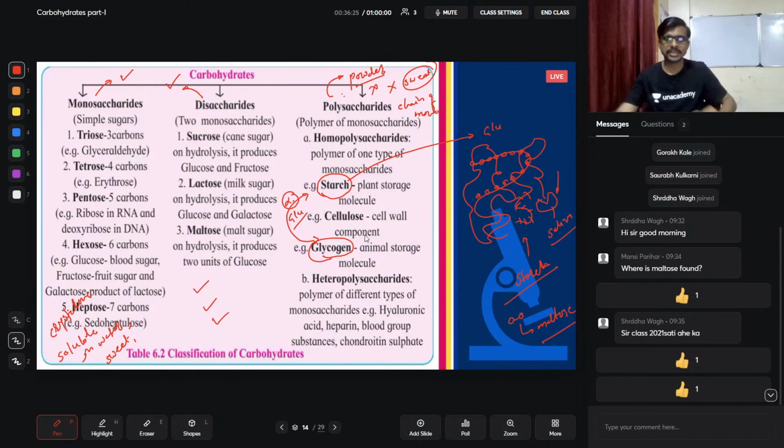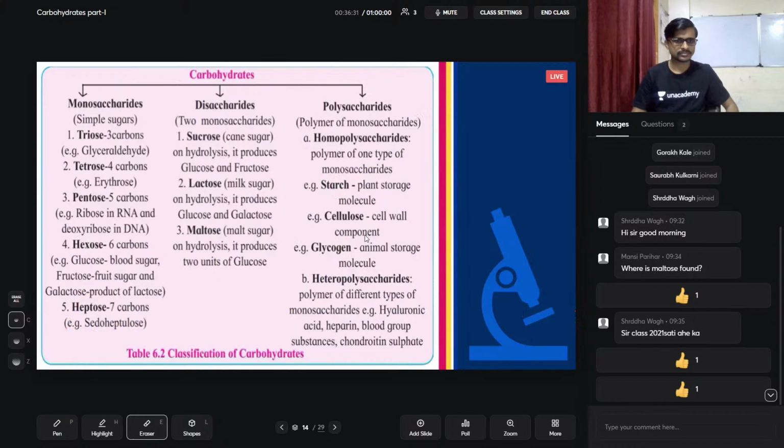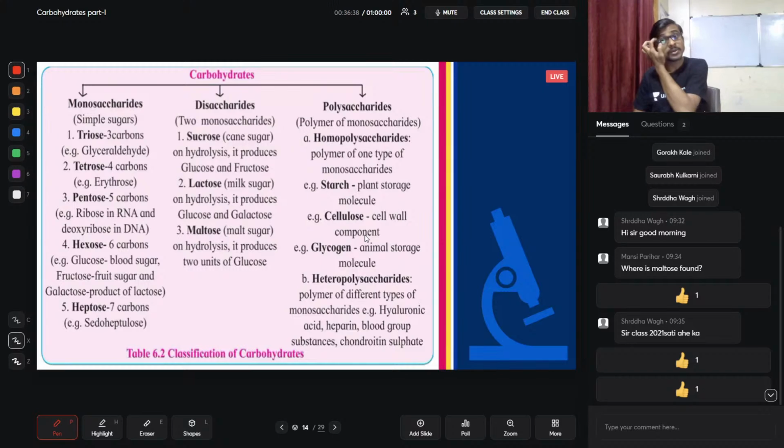Chalo, let's see the next one. So your polysaccharides. Okay, polysaccharide म्हणजे they are made up of more than 10, more than 15, more than hundreds of subunits. So the first one is a homopolysaccharide and the second one is a heteropolysaccharide. So we have two types of polymers. The first one is here and the second one is here.